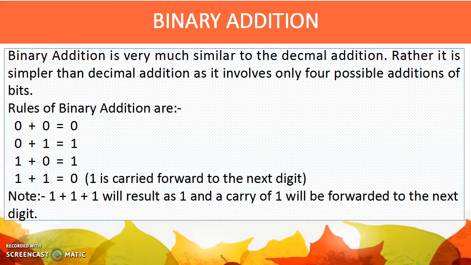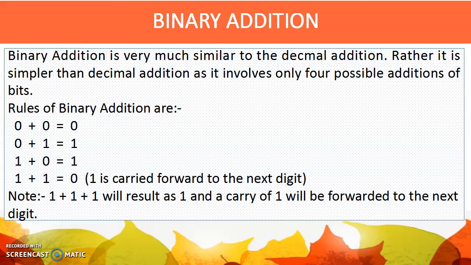Similarly, I have written a note for you that if you have 3 ones at a place, 1 plus 1 plus 1, then the result will be 1, as 1 plus 1 will be 10 and 0 plus 1 will be 1 again, and 1 will be carried forward to the next digit.